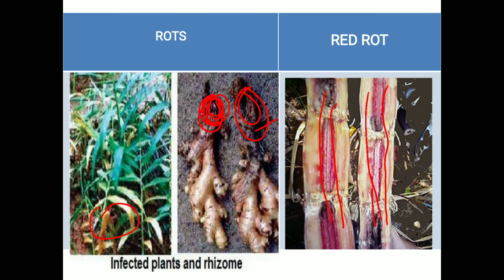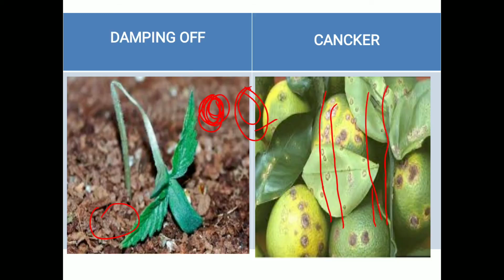If rot appears, the upward movement of water and food material is completely stopped, and due to that the entire plant becomes wilted or yellowish. So for control of such kinds of rots, we use carbendazim or Bavistin at a rate of 0.1% or 1 gram per liter of water.